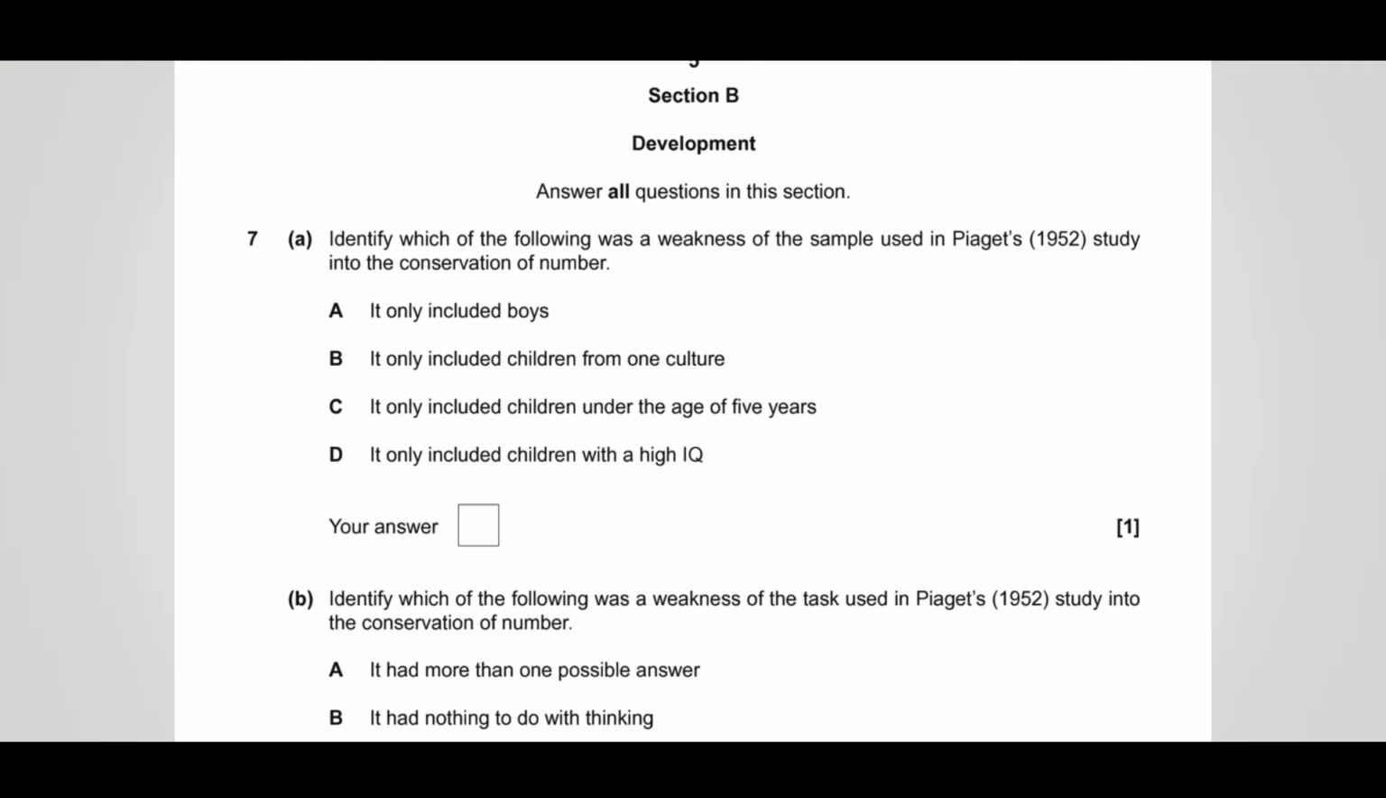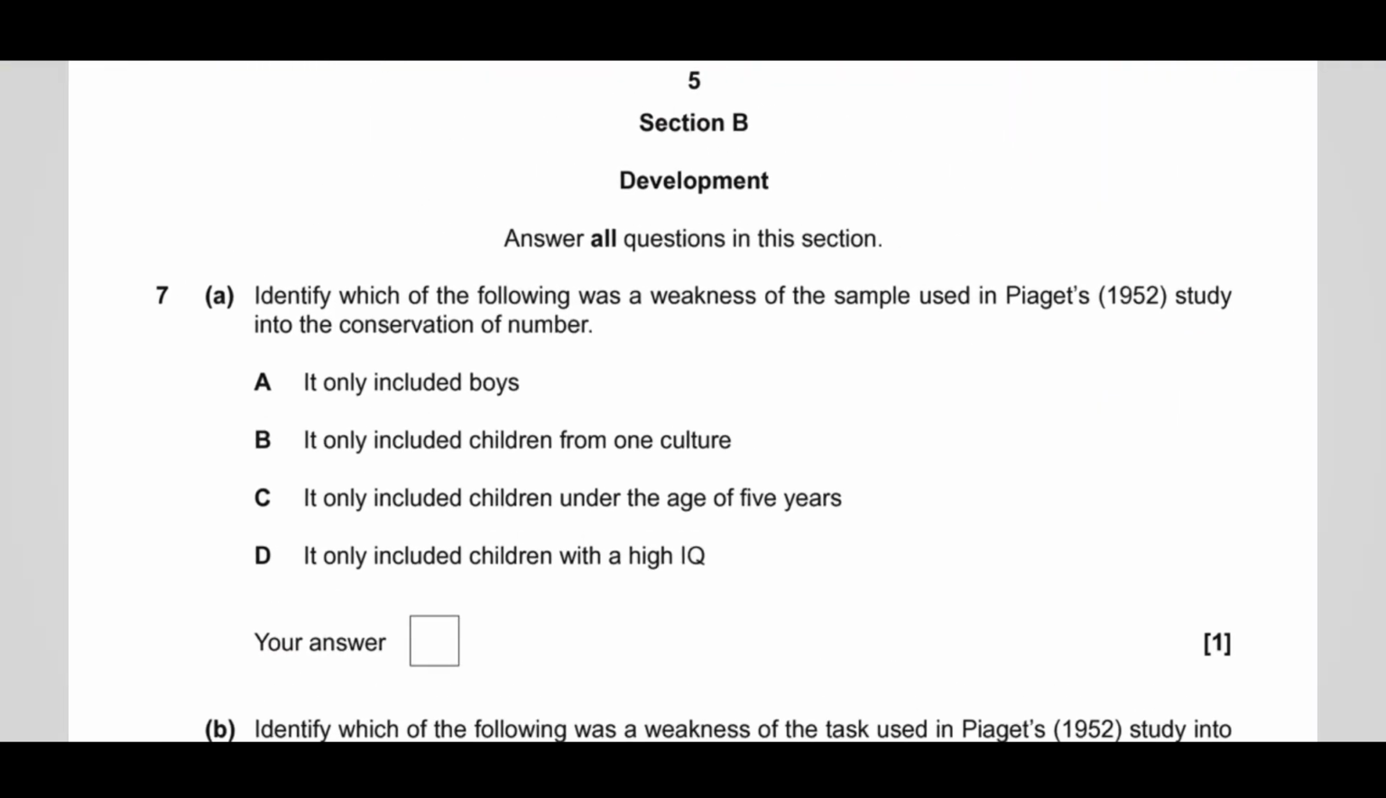So next we come on to section B, which is development. And again, we're going to follow that routine of crossing out ones that we know are wrong. It's a great tip and it's going to help you out to make sure that you're not making any silly mistakes in the real exam. So, a weakness of Piaget's study. I mean, if we're looking at these four, the one that we can really definitely rule out is C.